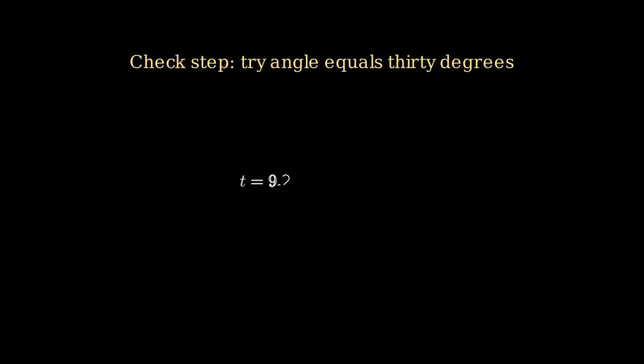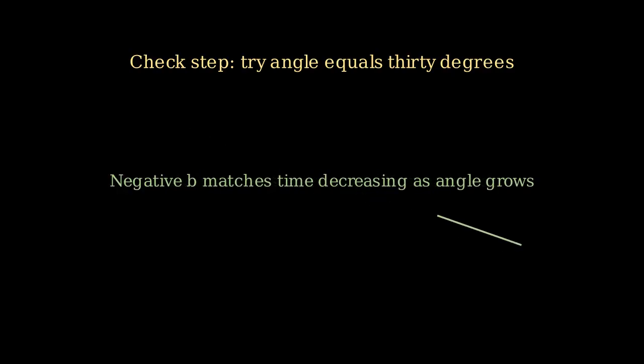Substitute an angle of 30 degrees into the line, giving predicted time equals 9.25 plus negative 0.18 times 30, which equals 9.25 minus 5.4, so predicted time equals 3.85 seconds. The actual recorded time at 30 degrees was 4.0 seconds, so the prediction is close, confirming the line fits well. The gradient is negative, and the data does indeed show time decreasing as angle increases, so the sign of b matches the visible trend, confirming the answer.